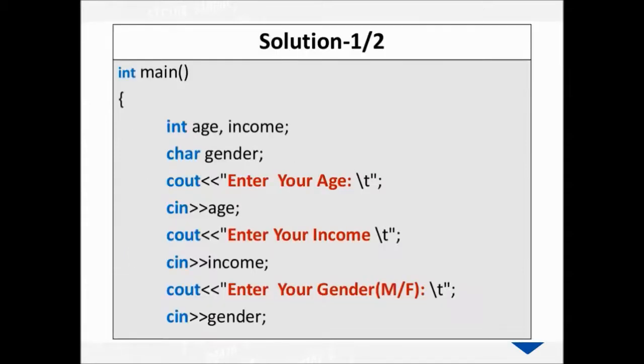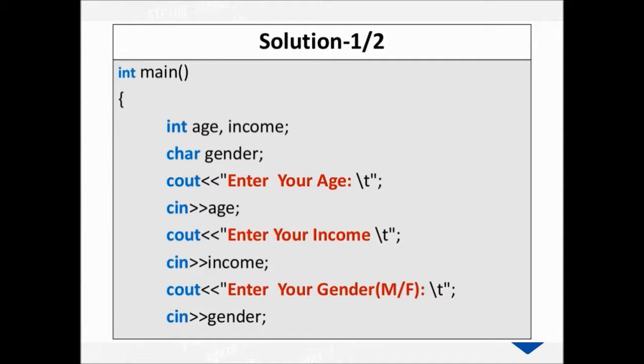So for this problem, into the main body, we need three variables, one for age, one for income, one for gender. So we declare the age and income variables as integer type and gender as a character type.